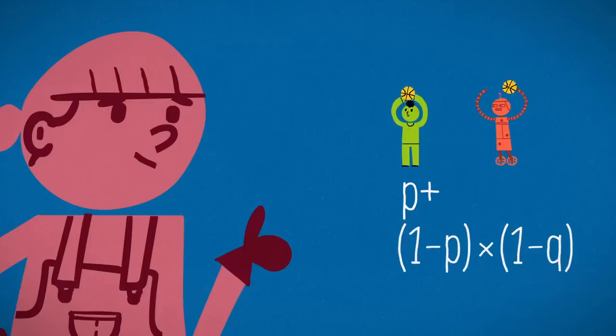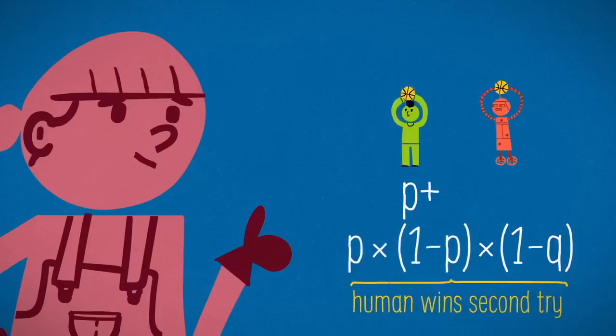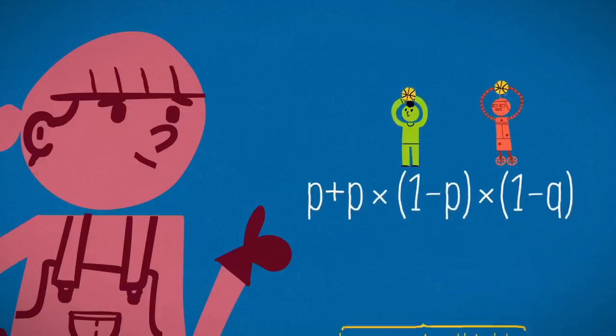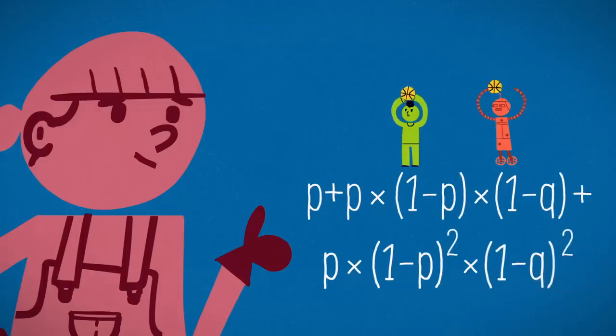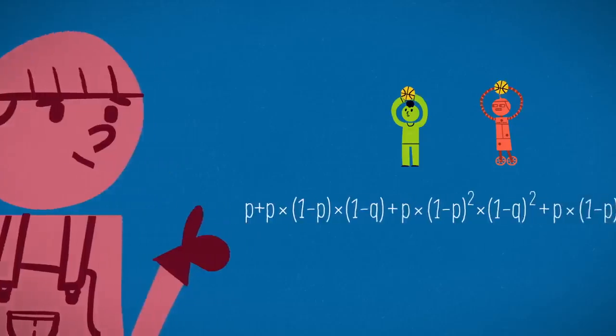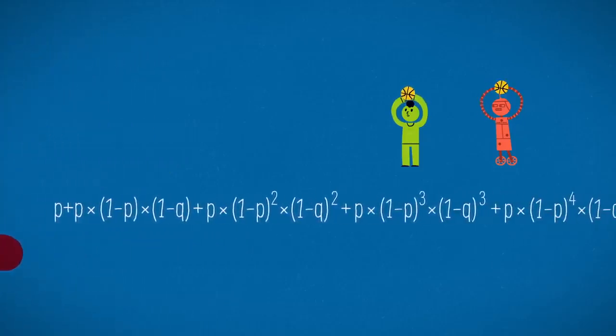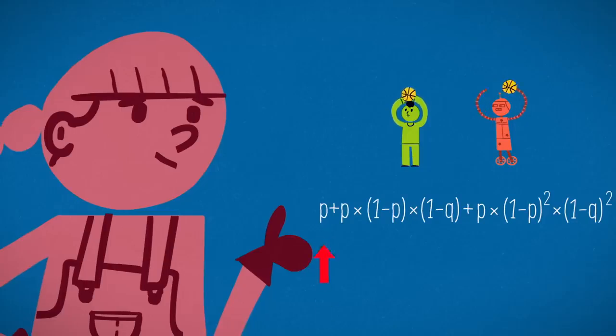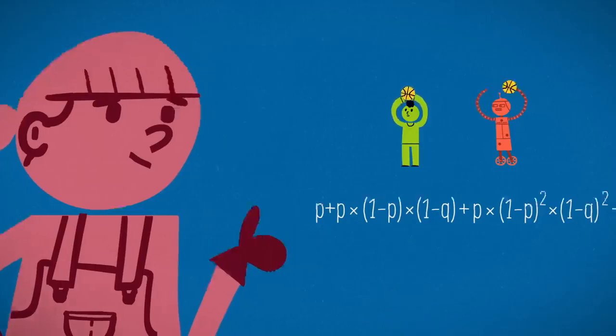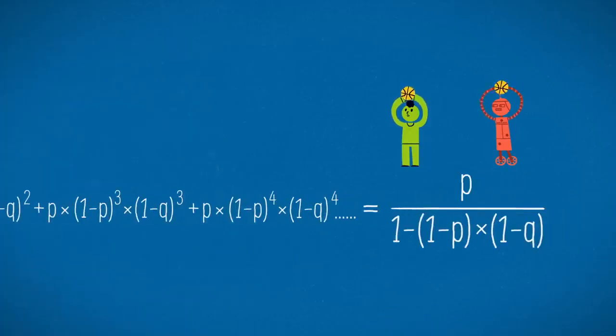So the probability of 2 failures and then a human success is P times (1 minus P) times (1 minus Q). Winning on the third try requires another round of misses, so that chance is P multiplied by the double miss probability twice. If we add all the possible probabilities of a human win, the total is the sum of a geometric series. Since the first number in the series is P, and the ratio is this product that's less than 1, the sum will be P divided by 1 minus the ratio.